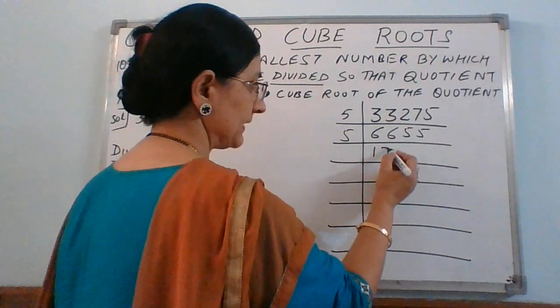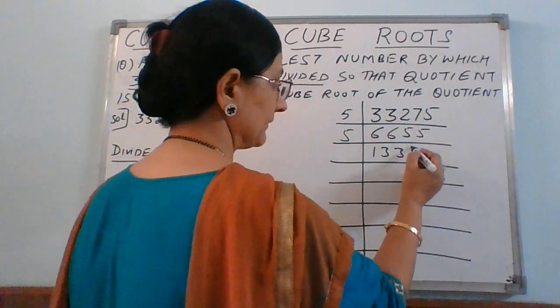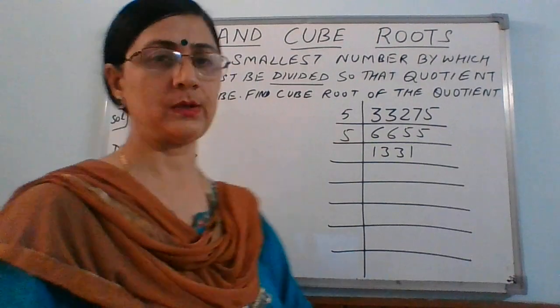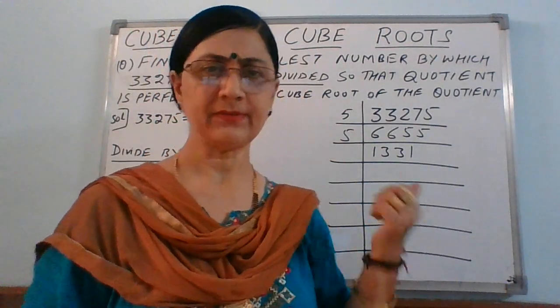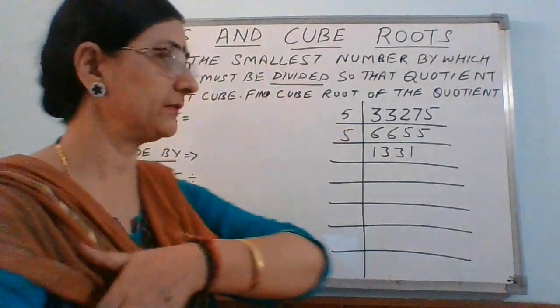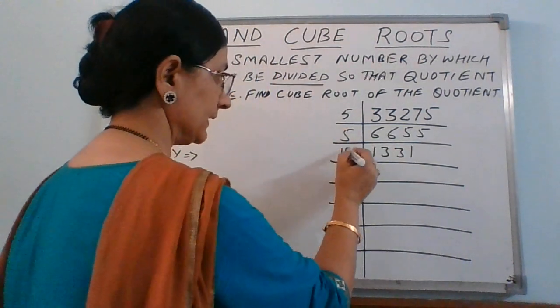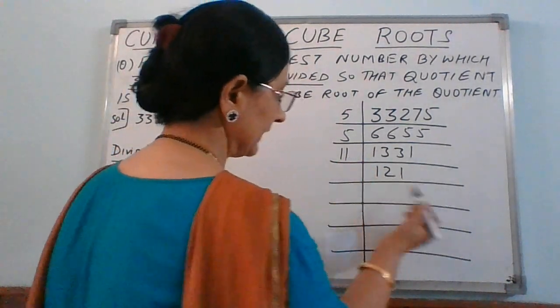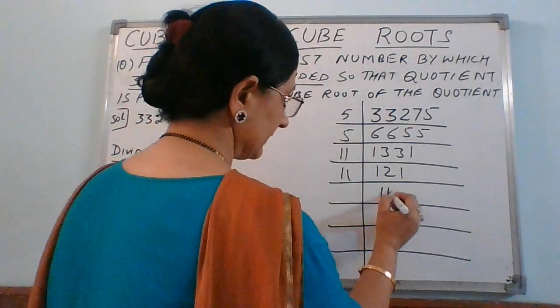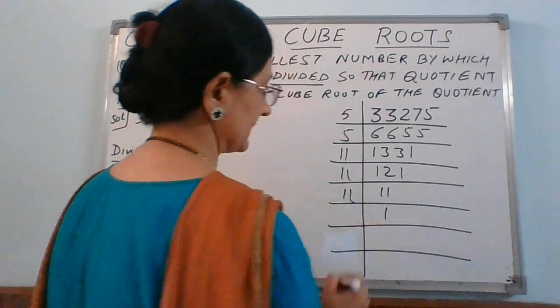5 1s are 5. 5 3s are 15. 15. 5 3s are 15 and 5 1s are 5. Now it is an odd number. Either try it by 3 or 7. It will not go by 5. Try 11, but I know that it will be divisible by 11 because the cube of 11 is 1331. So 11 here 121, then 11 11s are right and 11 1s are right.